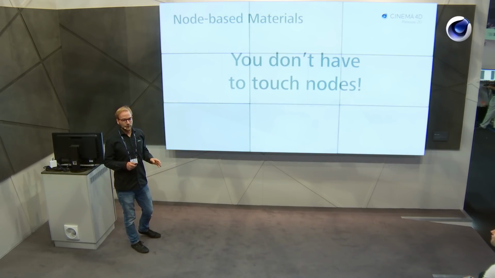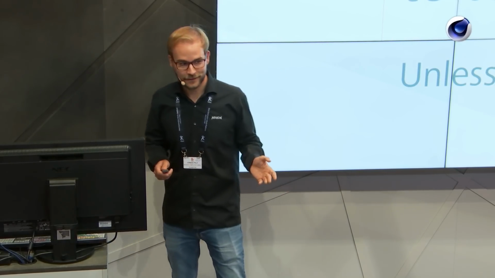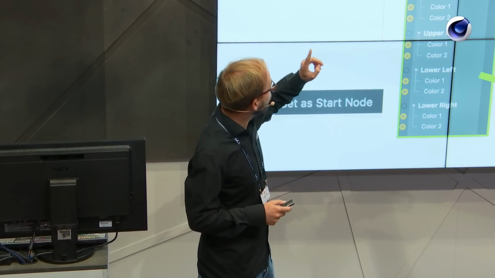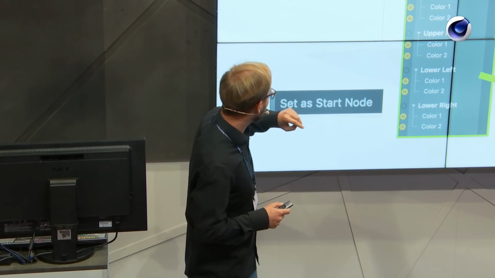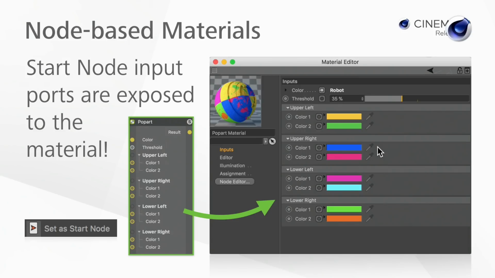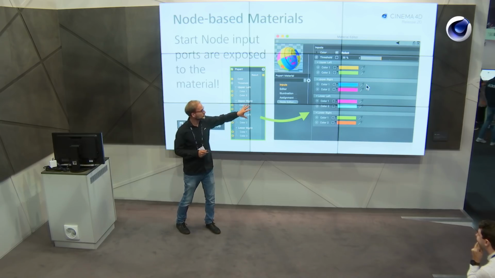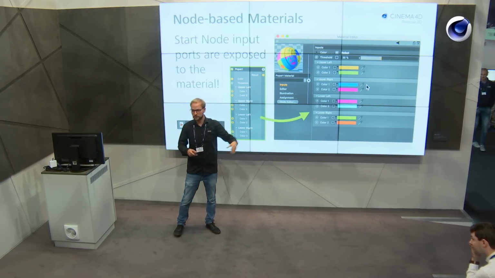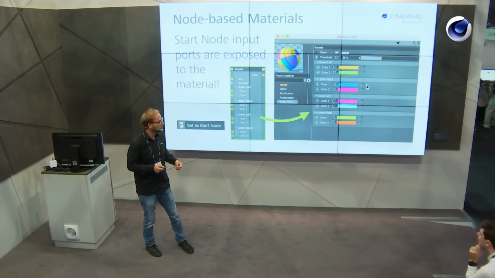But here's the good news for those who are a bit scared of nodes. You don't have to touch nodes at all, unless you want to. Because what we provide you with is a function that is called set as start node. And what this does is, if you select a node and you set it as a start node, it gets a green outline, which is incredible. But the even better thing is that it exposes the interface of that node to the material manager, and then you can work as you're used to work with materials from the old material system.